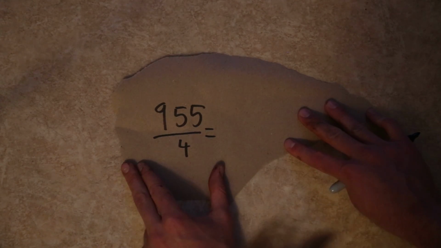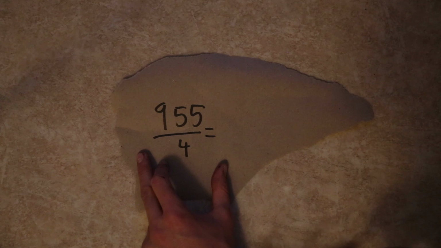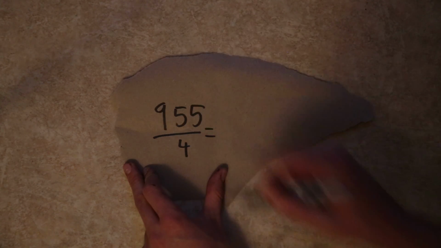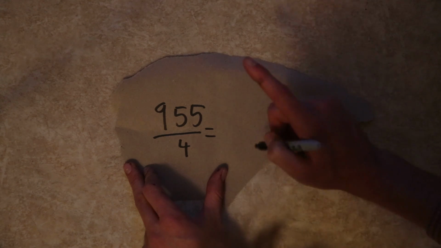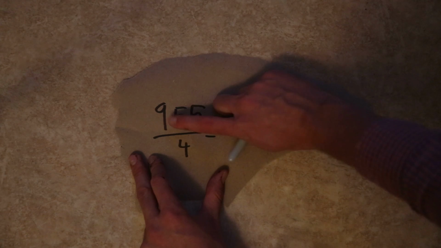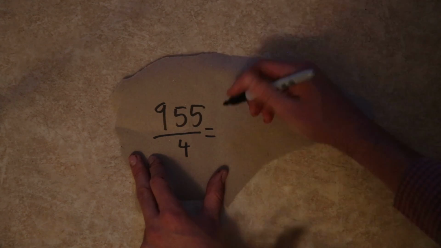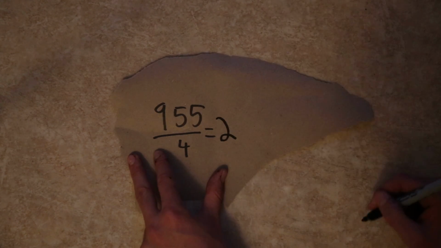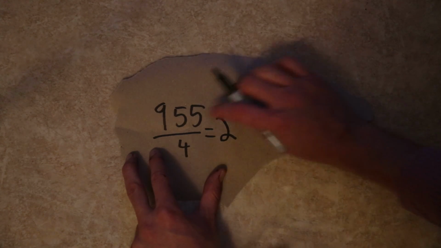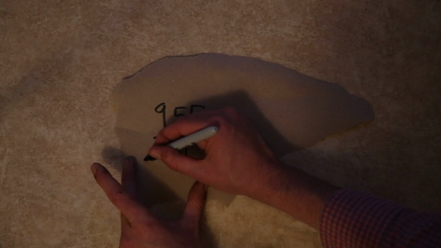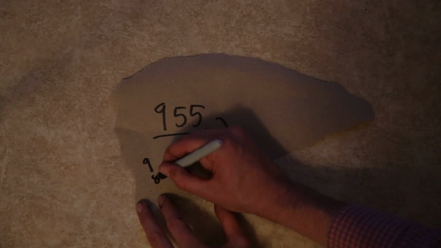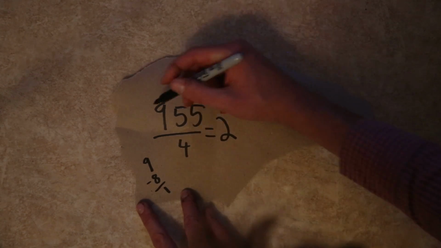Let's do another. How about this one? Okay. How many 4's can go into 9? We can do this because 9 is bigger than the 4. So how many 4's can go in here? That would be 2. And then what is left over? Well, we wanted 9, and 4 multiplied by 2 is 8. So we have 1 left over.